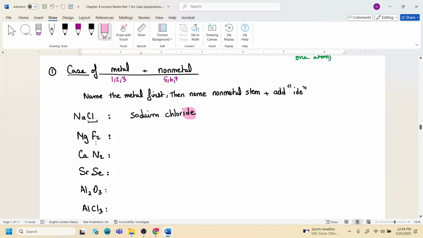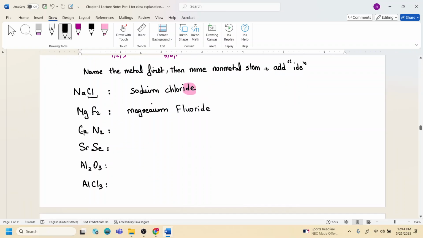If I want to name this, it's going to be magnesium. I always start with the metal, so it's going to be magnesium, and pay attention to your spelling. Magnesium, IUM, and then it's going to be fluoride. Fluoride, FLUORIDE. Okay. This one is calcium, and then this is nitrogen. It's one element, right? So it's going to be a nitride, ending in IDE.